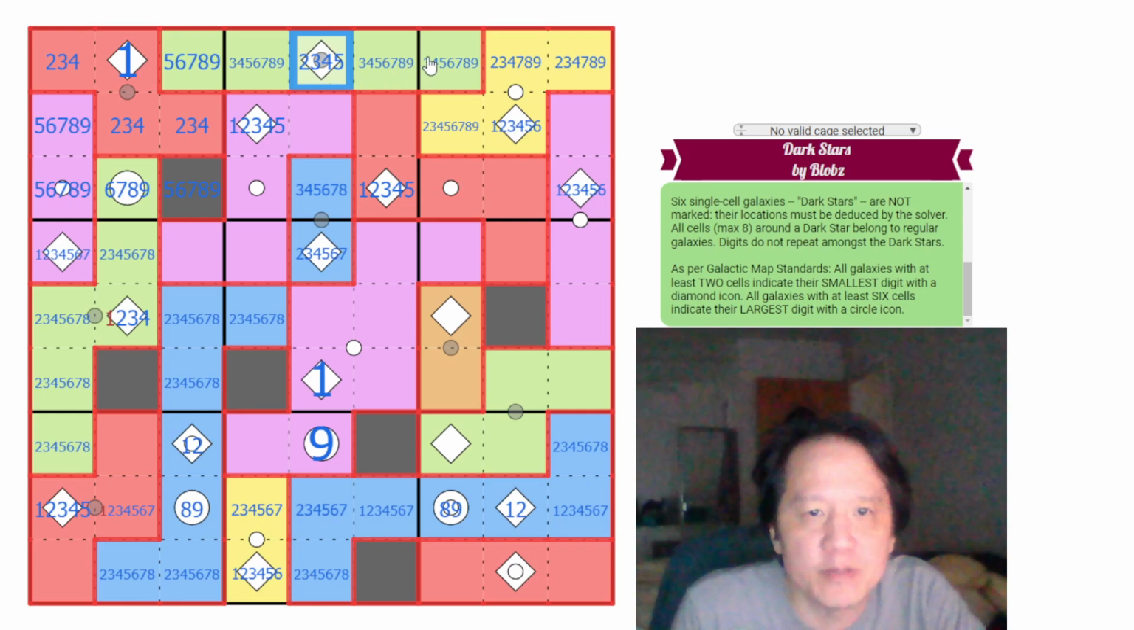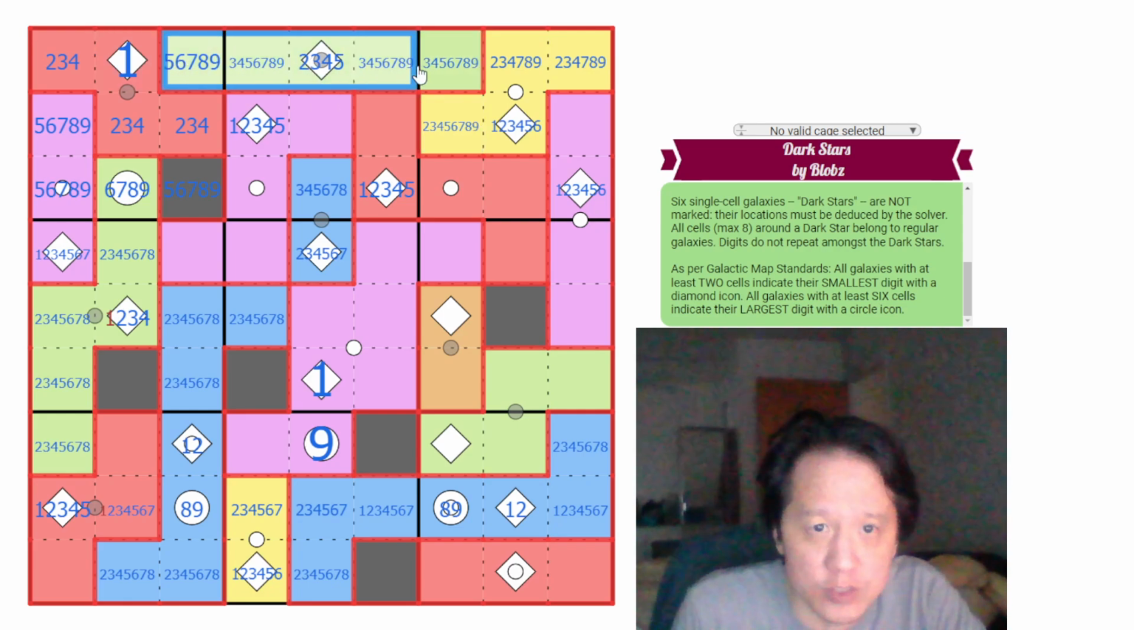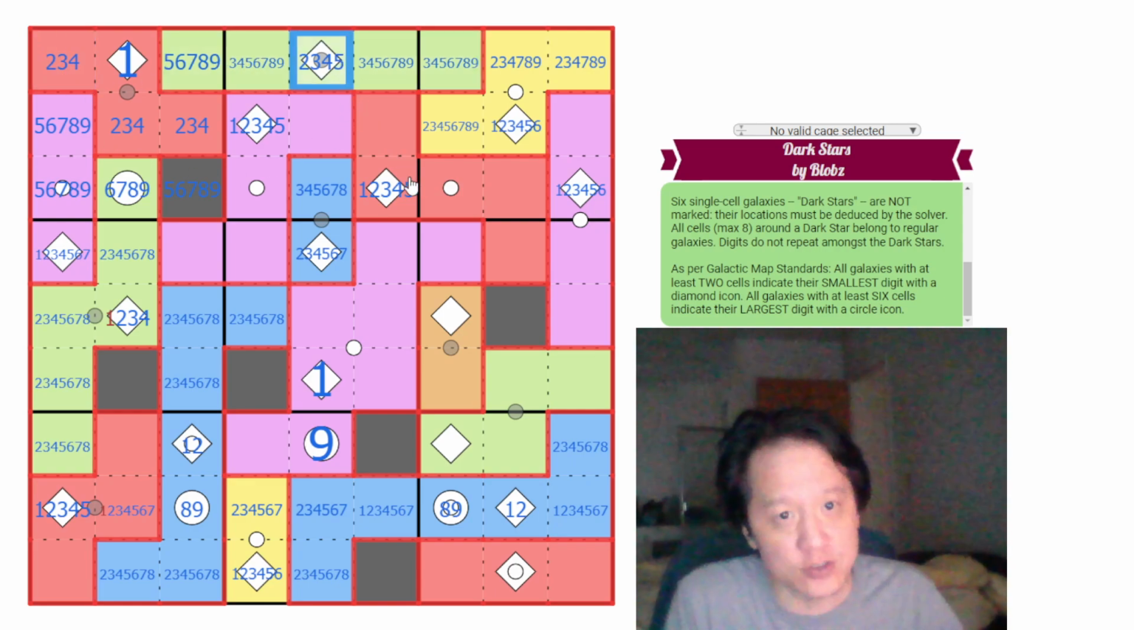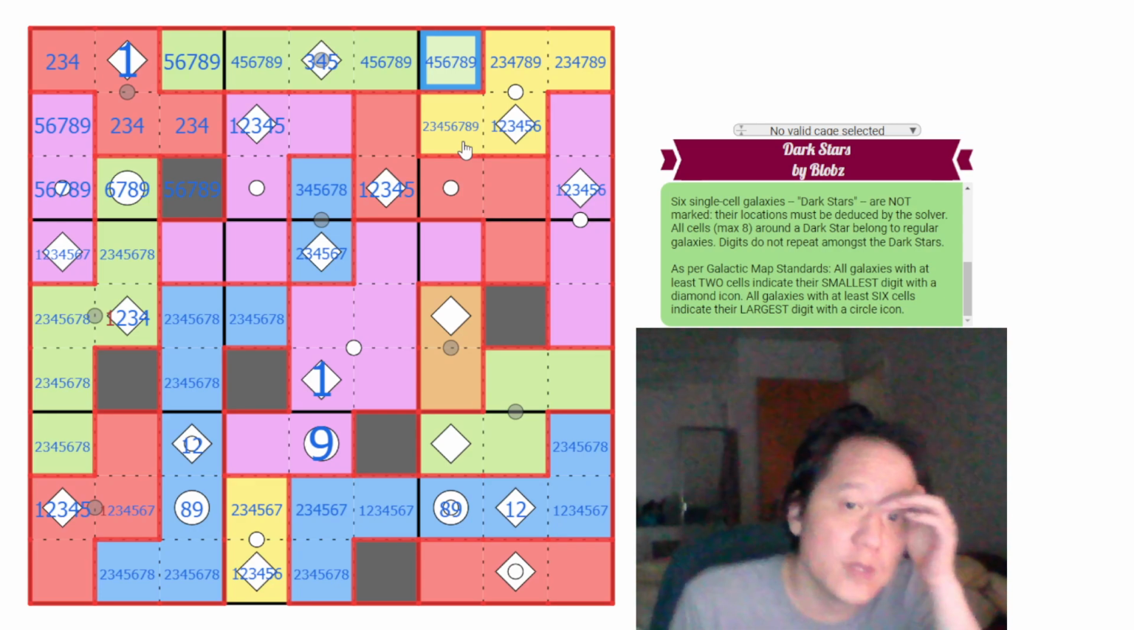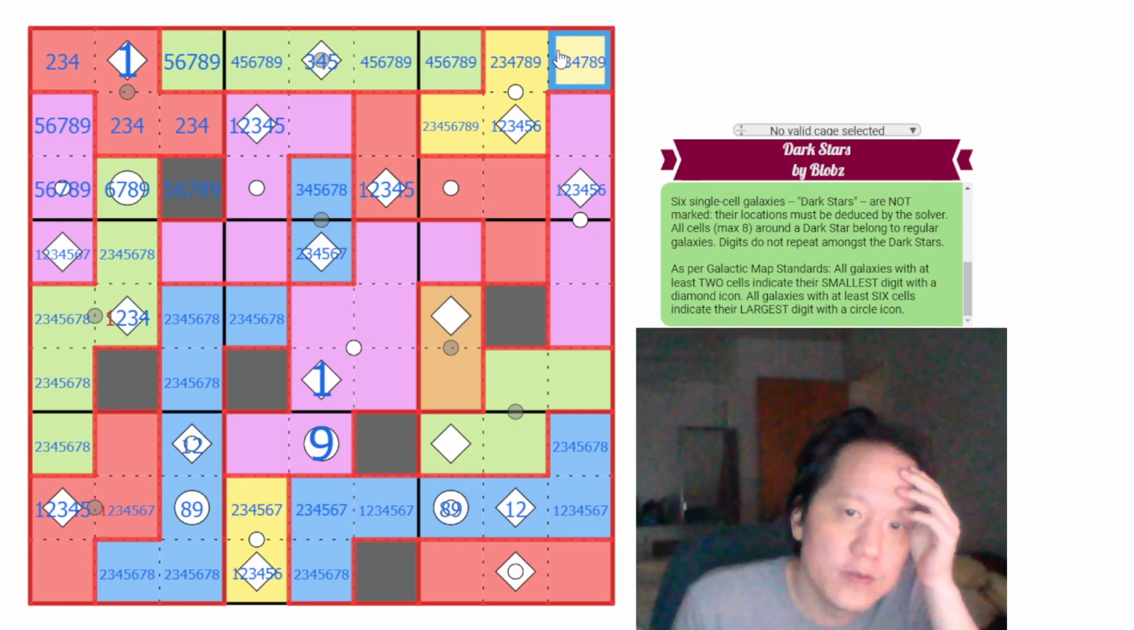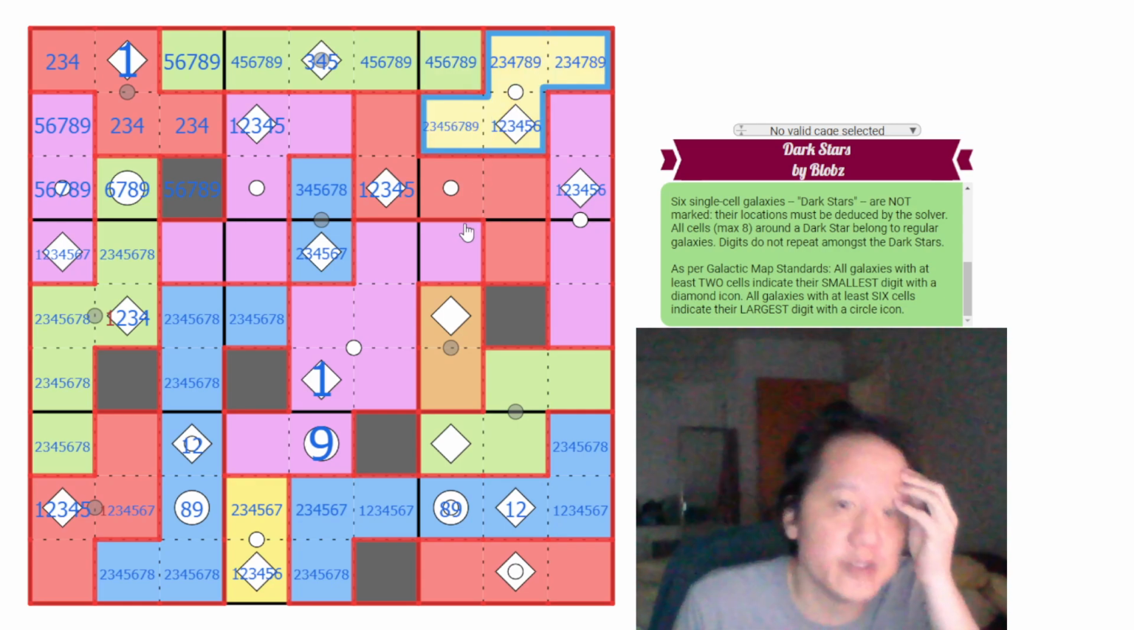It cannot be 2, because if it were 2, this would have to be 2, 3, 4, 5, and that would eliminate that. So this cannot be 2. So this is at least 3. This is not Renban, so that doesn't limit anything.